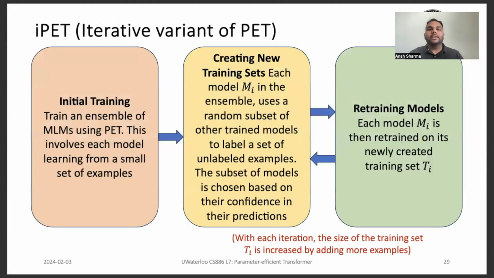iPET, or iterative variant of PET, is similar to PET, where the flow comprises three main steps. Number one, initial training, where an ensemble of MLMs are trained using PET, as we just discussed. Number two, creating new training sets, where each model in this ensemble uses a random subset of trained models to label a set of unlabeled examples. Number three, retraining models, where each model is retrained on its newly created training set, and steps two and three are repeated multiple times by changing the size of the training set, adding more and more examples to it.